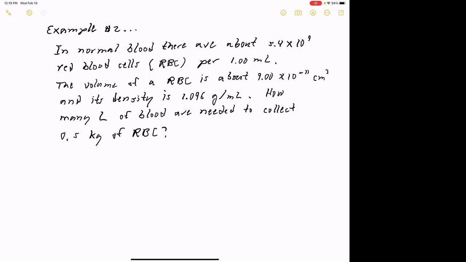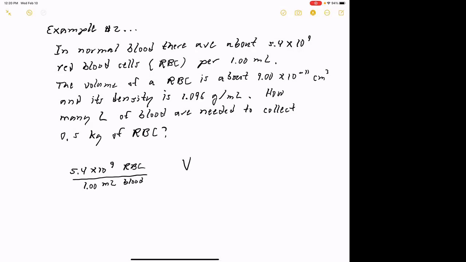Okay, so for example, I got a concentration. I can say, for example, and these are just conversion factors I'm going to use, I've got 5.4 times 10 to the 9th, is it? And that's RBCs, or red blood cells, per 1.00 mils of blood. Okay, so I'm going to make sure I write down blood there. So this is good. This shows me a way of being able to relate between red blood cells as a count and volume of blood. Okay, so that's going to be useful to us.